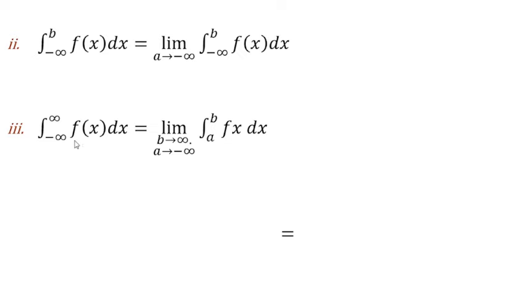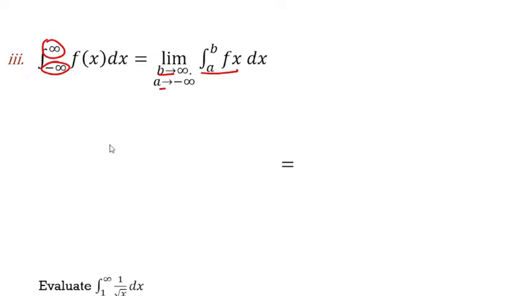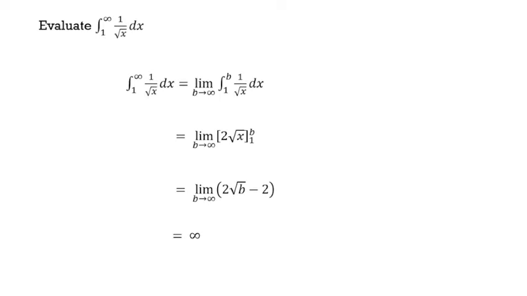Okay, now a case where both the upper and the lower limits are infinite. Here at the limit part, we have b approaching positive infinity and a approaching negative infinity. After integrating the function, you substitute the values of the upper and the lower limits into your final result. Now let's look at the question here.